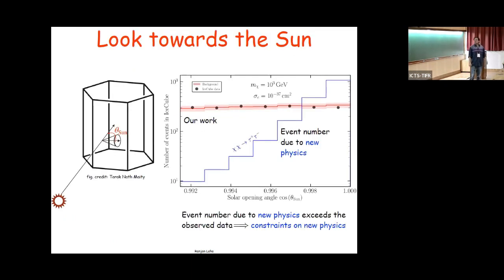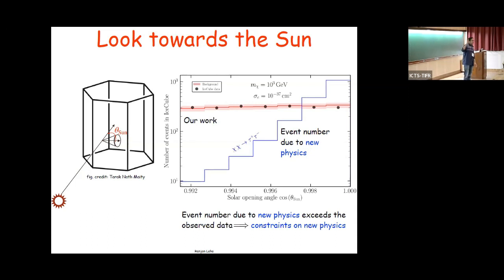So the idea is very simple. This is an idea which IceCube has actually done, except that they have not probed dark matter electron scattering using this. So this is the sun. This is the IceCube detector. Obviously, this is not to scale. Due to dark matter annihilation inside the sun, a neutrino is produced. The neutrino goes through the detector. It produces a muon track, and the muon makes this angle, theta sun, with respect to the solar direction.